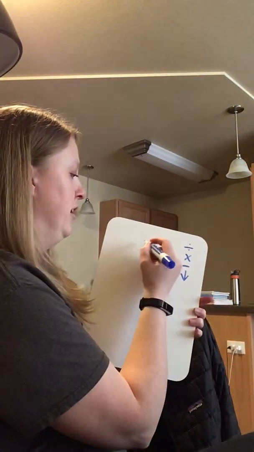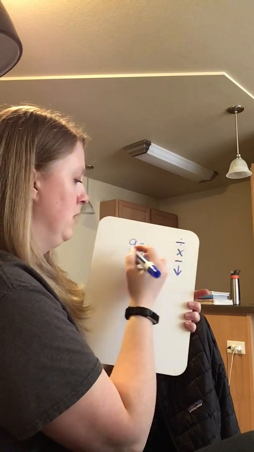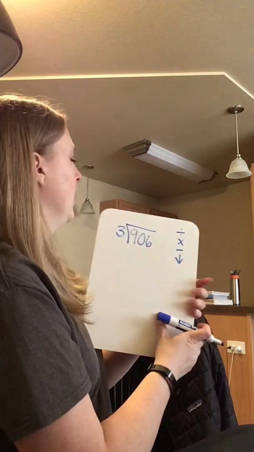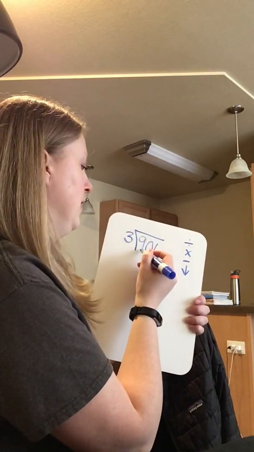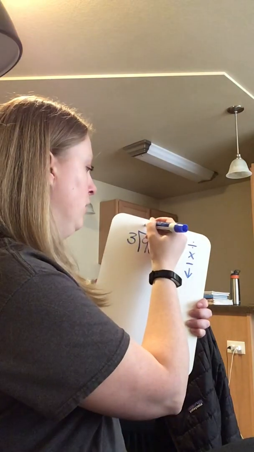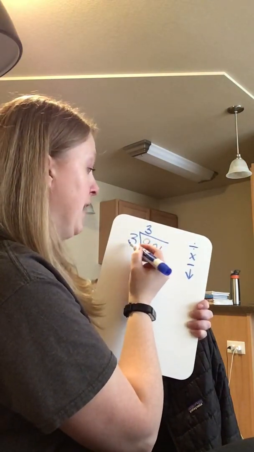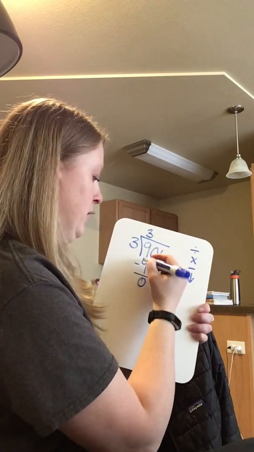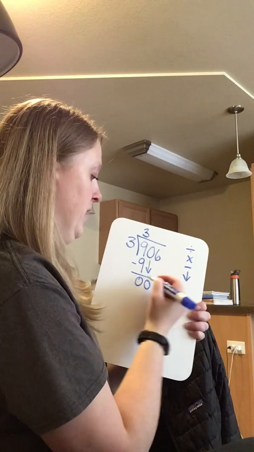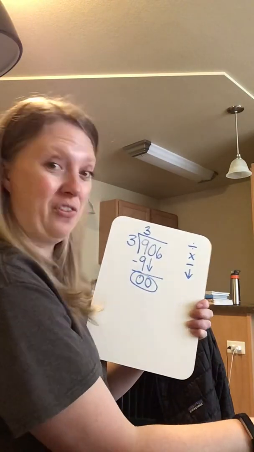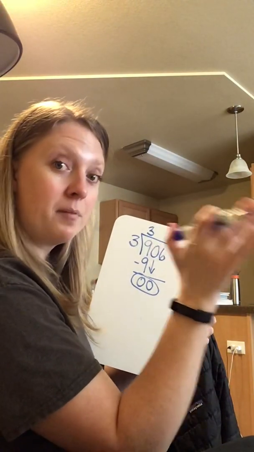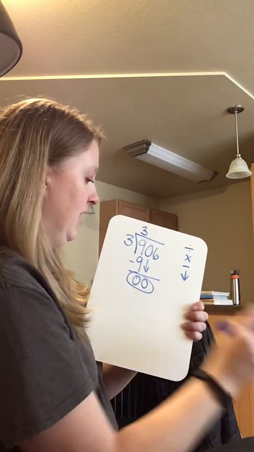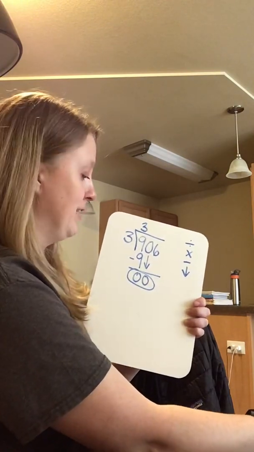Let's do 906, and we're going to divide that by 3. So start off the same way. How many times can 3 go into 9? 3 can go into 9 3 times, which makes 9. 3 times 3 is 9. So I subtract, bring down 0, bring down the next 0, and now I'm starting all over with 0. So here's where this comes in. When I start over and I say, how many times can 3 go into 0? It can't, because 3 is bigger than 0.